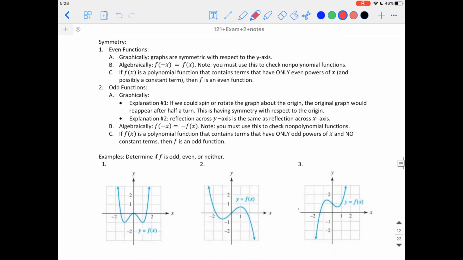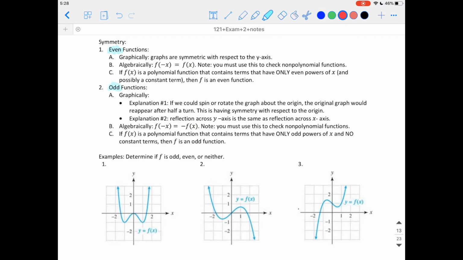Moving right along. So now we're going to talk about symmetry. You can have really two types of symmetry. Either it's going to be even, or it's going to be odd. And if it's not either one of those, then we just say neither.